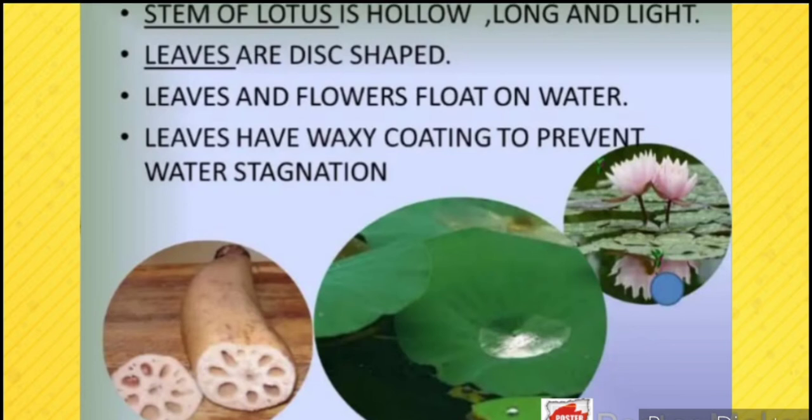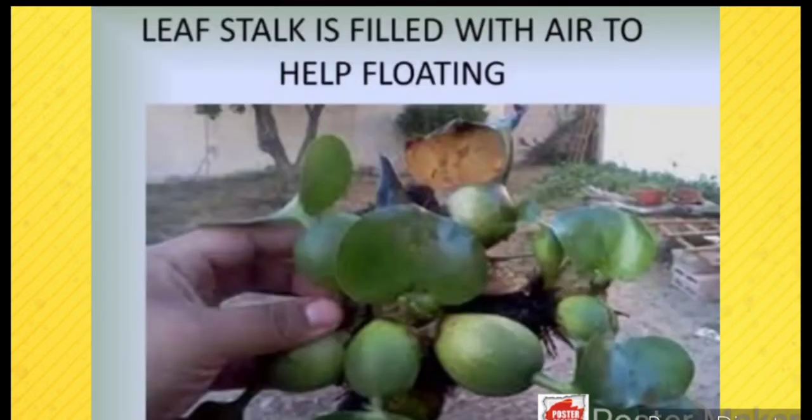Leaves have waxy coating to prevent water stagnation. Stagnation means stopping of water on the leaves. So the leaves do not hold water on their surfaces. They can easily remove water due to the waxy coating. Then the leaf stalks is filled with air to help floating. Now why is it filled with air? To make the leaf lighter in weight, so that the leaf doesn't sink down in water. It can easily float on water.